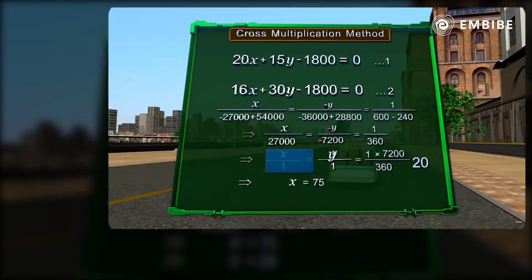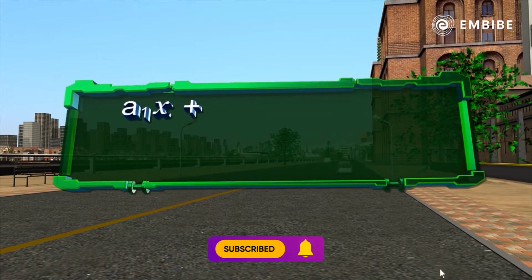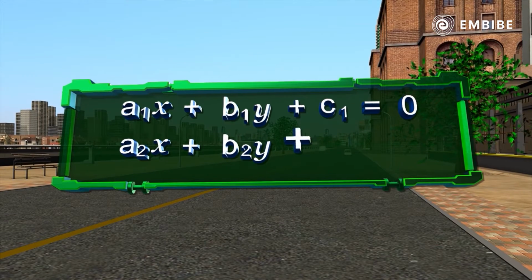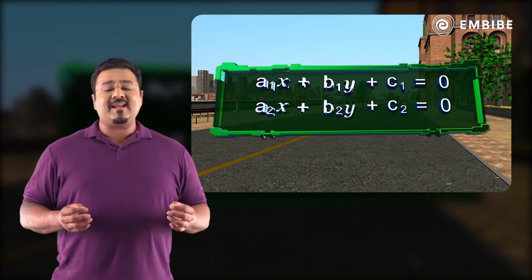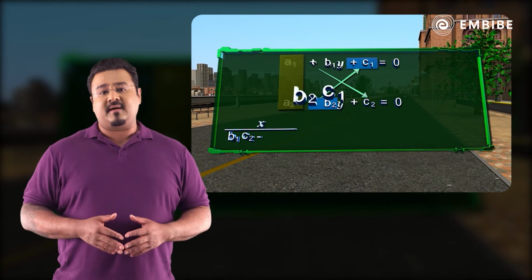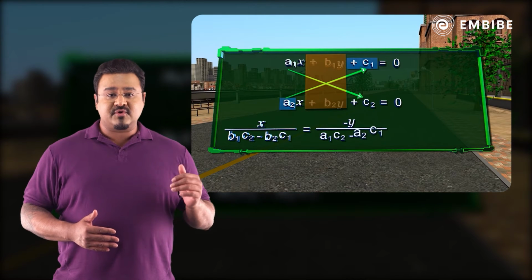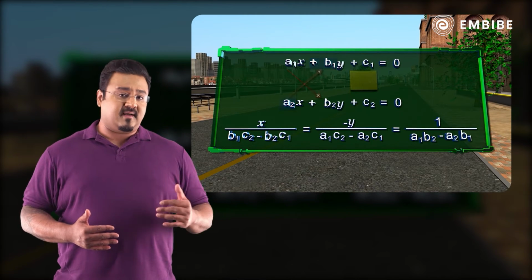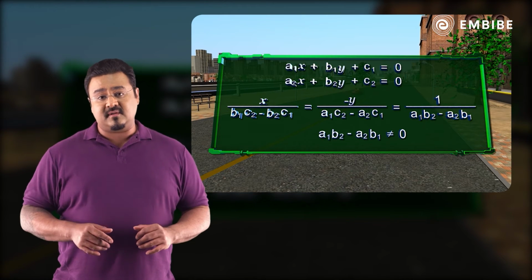is equal to 20. In general, for two linear equations in two variables, a1x plus b1y plus c1 is equal to 0 and a2x plus b2y plus c2 is equal to 0, the solutions using cross multiplication method can be obtained by x upon b1c2 minus b2c1, which is equal to minus y upon a1c2 minus a2c1, which is equal to 1 upon a1b2 minus a2b1, provided a1b2 minus a2b1 is not equal to 0.